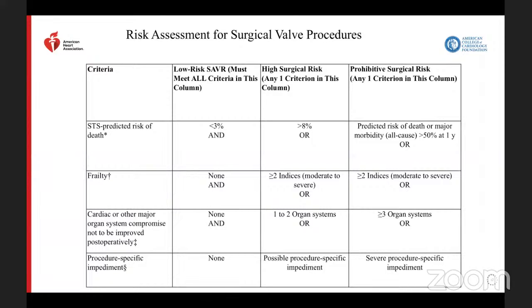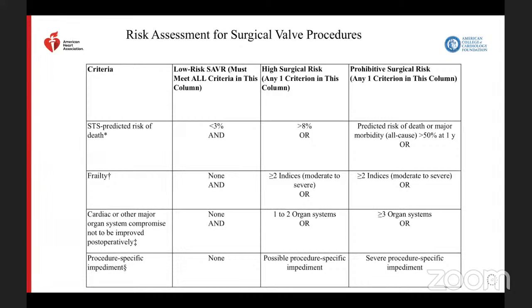To say the patient is low risk for surgical AVR, he has to meet all criteria, which is STS less than 3%, and no frailty at all, and there is no cardiac or other major organ dysfunction, and there is no procedure-specific impediment.